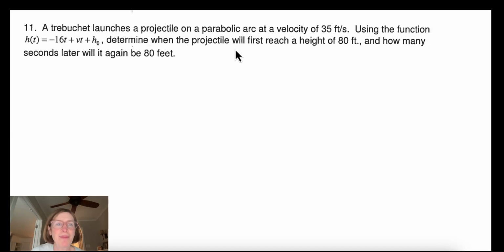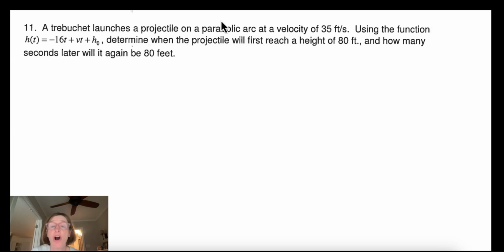Hi everyone, it's Coach Fred here, and I'm going to be doing a practice problem from the word problems practice for Algebra 1. It's a vertical motion problem, and always we want to read the question carefully.